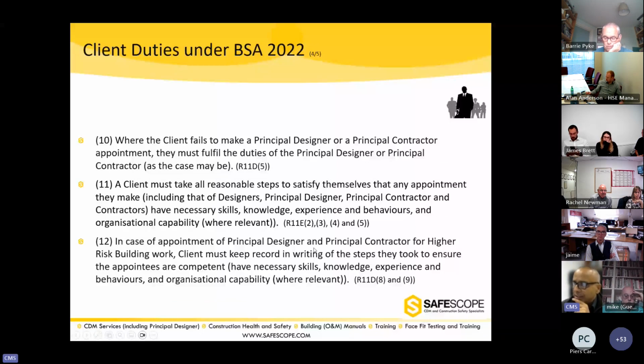The client must take reasonable steps to satisfy themselves that any appointments they are making are competent, that they have the necessary skills, knowledge, experience, behaviors and organizational capability. And in case of appointing a principal designer or principal contractor for higher risk work buildings, the client must keep a record in writing of what steps they took to check the competency of those people. So everything has to be recorded.